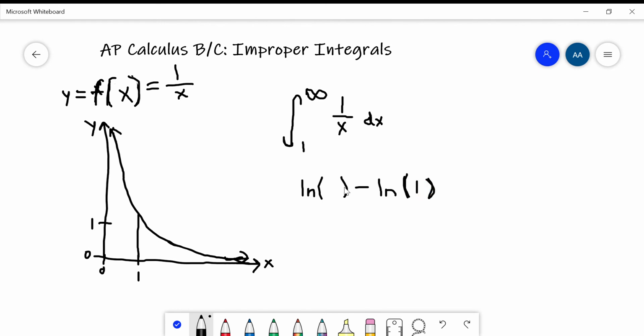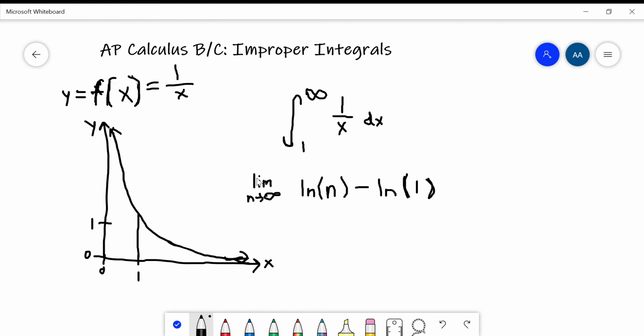Then what we're going to do, before I put an infinity here, I'm actually going to put in n. And what I'm going to do is put the limit as n approaches infinity. So this is how we solve an improper integral. Instead of solving the integral with infinity, we instead replace infinity with a variable, typically denoted as n, though you can actually use whatever you want. And then we put the limit of that as n approaches infinity.